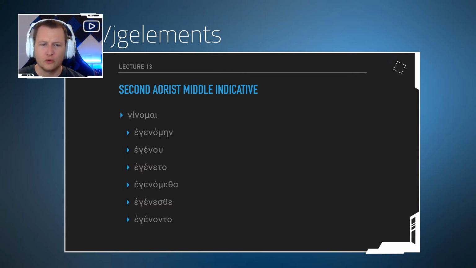So ginomai, we add the augment to the beginning. The verbal root is gen, not gin. Okay, then we add the connecting vowel, and then we have the secondary middle passive personal endings. So again, egenomen, egenou, egeneto, egenometha, egenesthe, egenonto. Okay. So that would be I became, you became, he became, we became, you all became, they became.